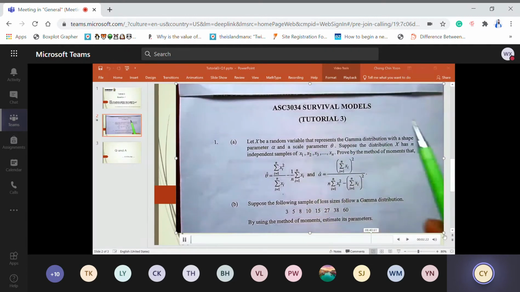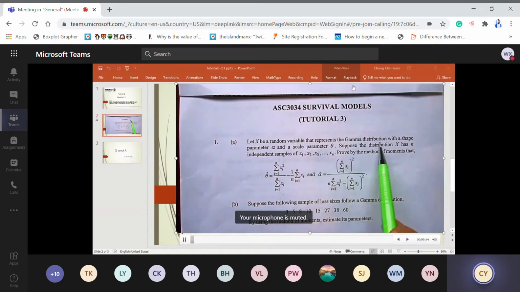Tutorial 3. Question number 1. A. Let x be a random variable that represents the gamma distribution with a shape parameter alpha and a scale parameter theta. Suppose the distribution x has independent samples x1, x2, x3 until xn. Prove by the method of moments that the estimate of theta is given by this formula and the estimate of alpha is given by another formula.